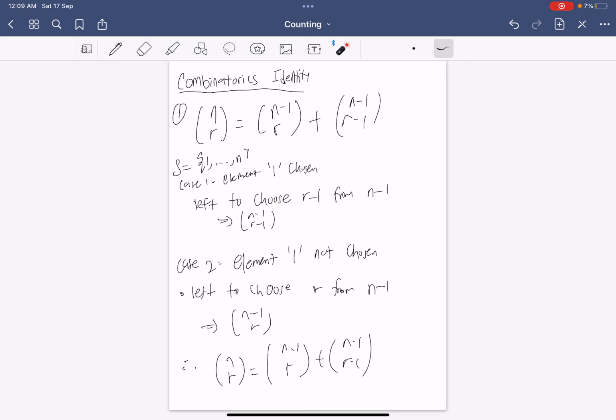The complement of it is that element 1 is not chosen in your subset, and so you still need to choose r elements from the n minus 1 elements remaining. Thus, these two cases cover the whole thing, and hence the total number of ways is just adding them together by the addition principle, and it will equal your left hand side. Hence, you can see we didn't need to expand out any of the combinations and do any algebra, and we will result in showing this identity.